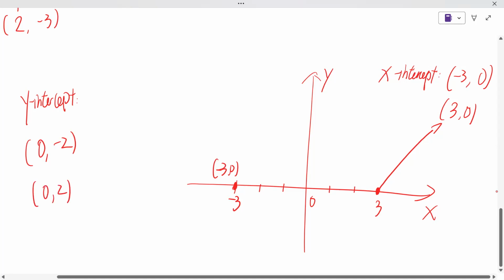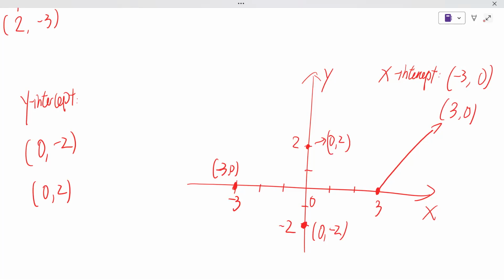0, -2 is located on the y-axis. -1, -2. And 0, 2. So this is a y-intercept of 0, -2. And then the other one is 0, 2, 1, 2. So right here, right? So this is called 0, 2. And so basically that's all the special types of things we have to deal with.